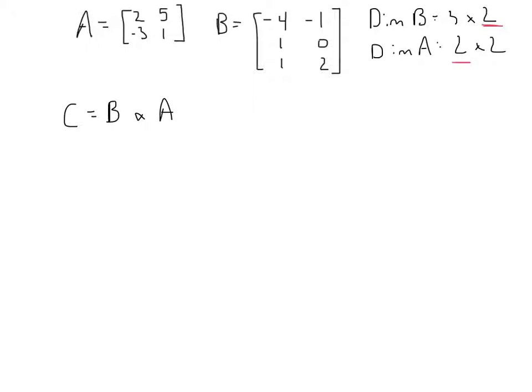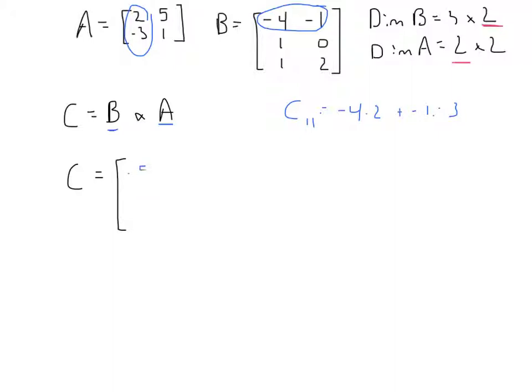B times A. And so we'll say C equals here, and we'll take a look at what we get. So to calculate C11 now, we're going to multiply the first row in matrix B, which is our first matrix in our multiplication, times the first column in matrix A, which again is the second matrix now in our multiplication, and we will get negative 4 times 2 plus negative 1 times negative 3, and that's going to give us negative 8 plus 3 is going to be negative 5.